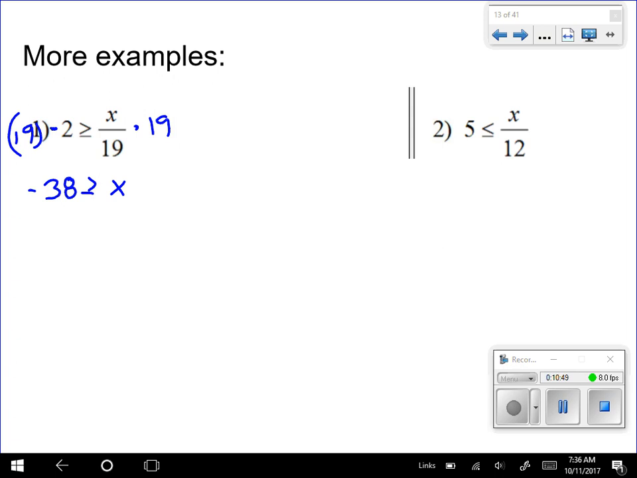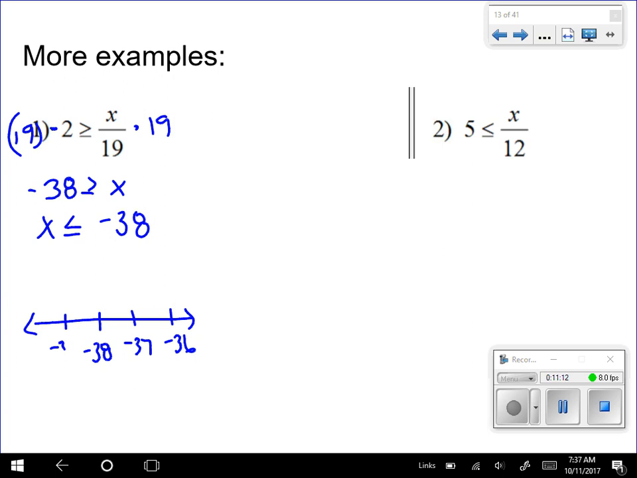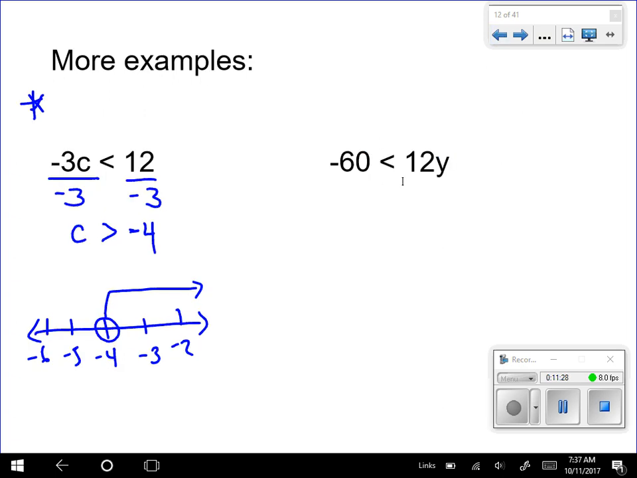So now x is on the incorrect side, so I'm going to switch that around. Okay, so if negative 38 is greater than or equal to x, x is going to be less than or equal to negative 38. And then I'm going to graph this. So I have negative 38, 37, 36, negative 39. Open or closed circle at negative 38? Closed, because it's less than or equal to, and it's going to be shaded to the left. Okay, hopefully this one helps your previous one here because it looks a lot like that one.